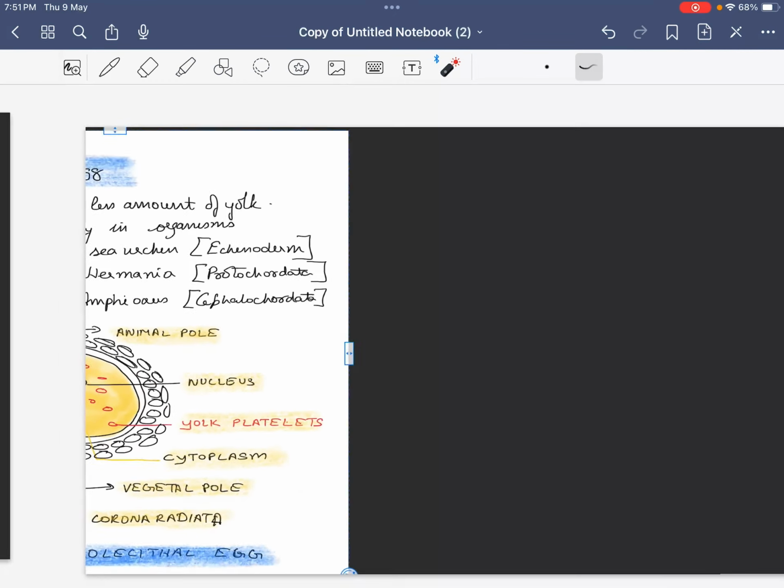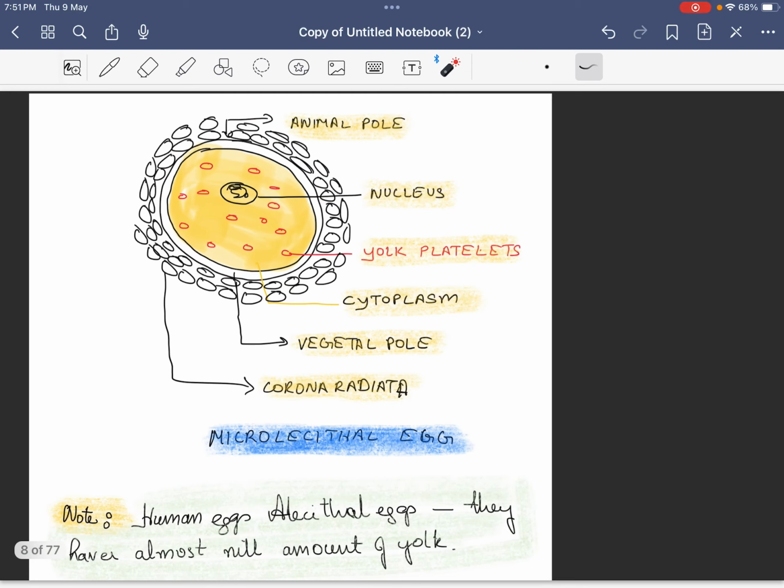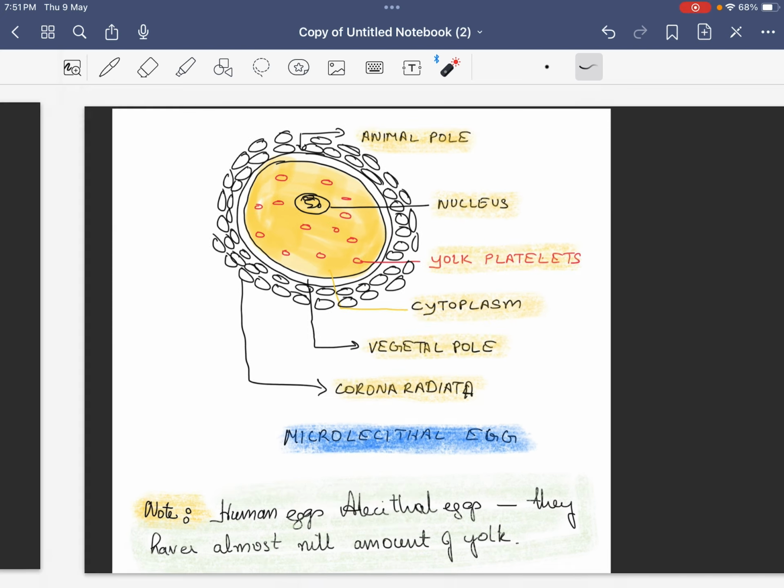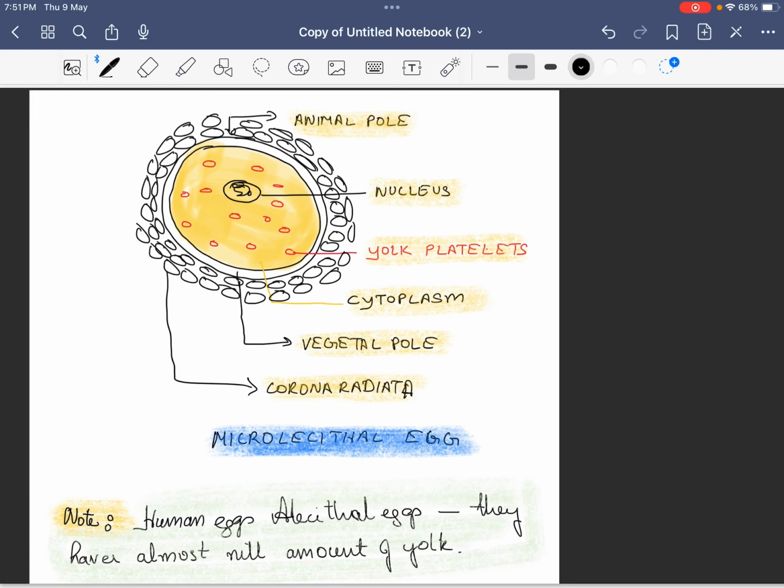Now let's move on to the next. Microlecithal can be seen to be a little bit modified in the case of the human egg. So here you can see that the human eggs are microlecithal itself, but they may have highly reduced yolk, or almost the yolk will be absent. So the human egg also has the corona radiata, the crown-like cells surrounding it, and the perivitelline space, formed with the outer and inner perivitelline membrane.